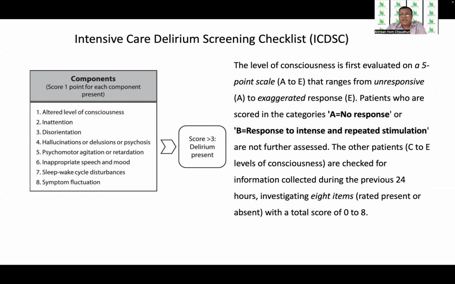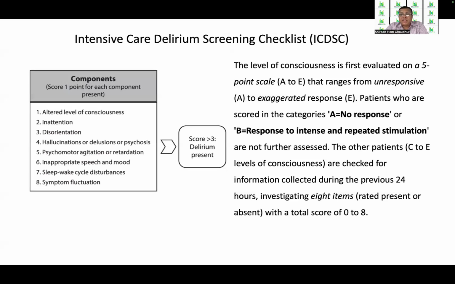Now, in contrast to the two-step tool of CAM ICU, with the second step having 4 features, this has 8 components, and 1 point is given to each component present. It is important that the level of consciousness is first evaluated on a 5-point scale, from A to E, which ranges from unresponsiveness in A to exaggerated response in E. Patients who are scored in category A, that is no response, or B, that is response to intense or repeated stimulation, are not assessed any further.